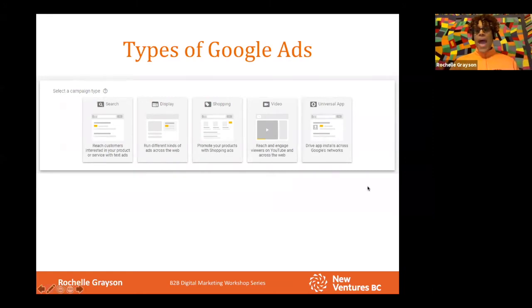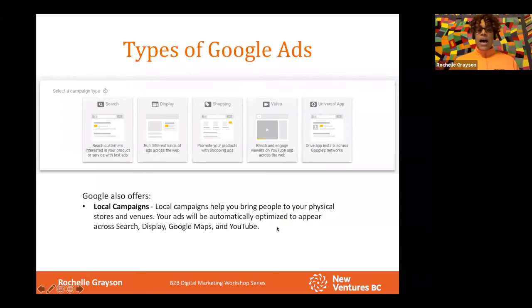And then universal app ads. So these are ads to get people to download an app that you have, an iOS or an Android app. And so this is really driving app installs. So if you're building an app, you want to do some universal app ads as well. So these are the main types of Google ads. Google also offers local campaigns where, if you were a plumber and you wanted to do a local thing around a physical store or venue, then you can have a local ad as well.